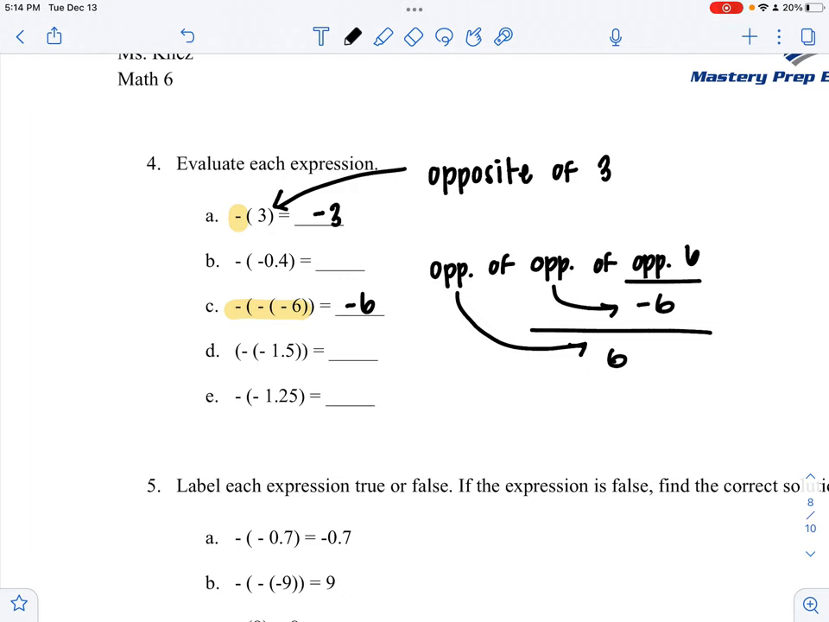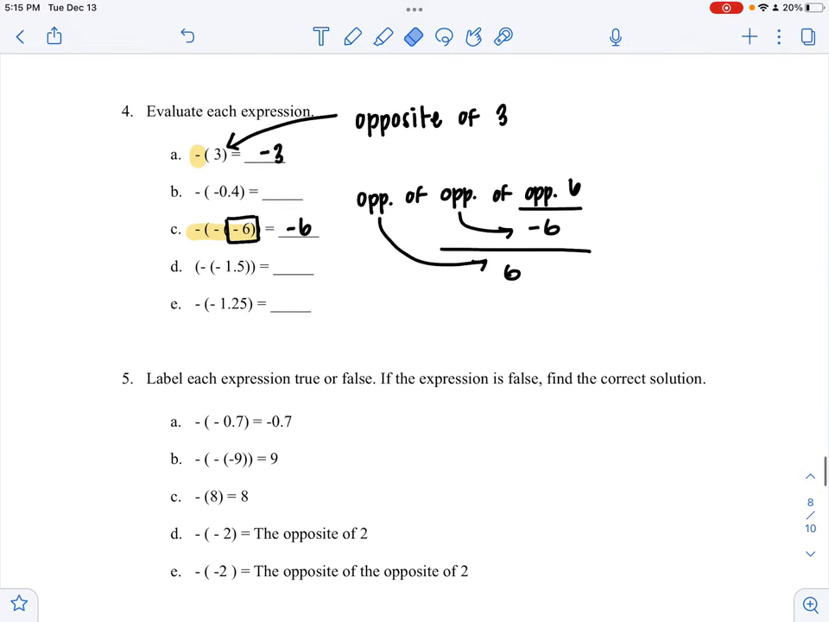We also could have thought of this question as simply the opposite of negative 6. The opposite of negative 6 is positive 6, and the opposite of positive 6 is negative 6. Either way, you end up with the same integer. You'll finish question 4 and 5 with that notation in mind.